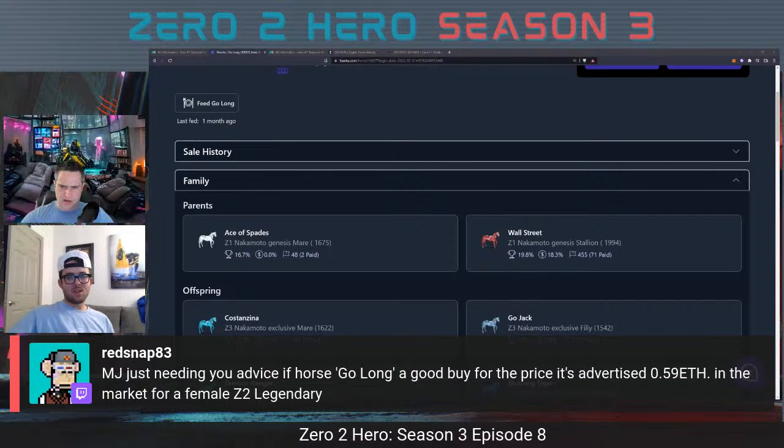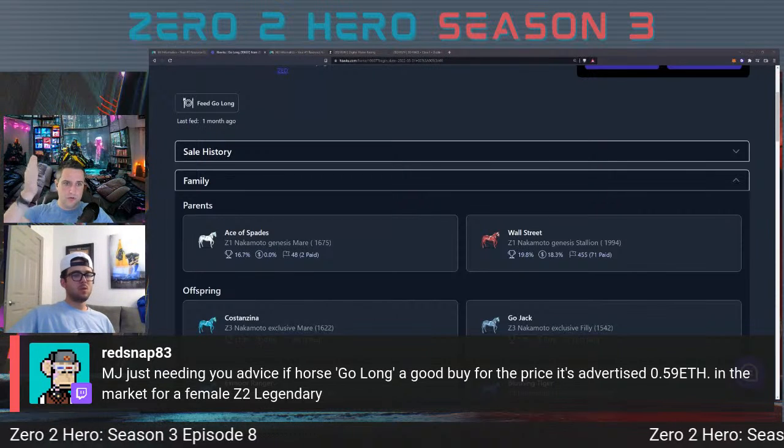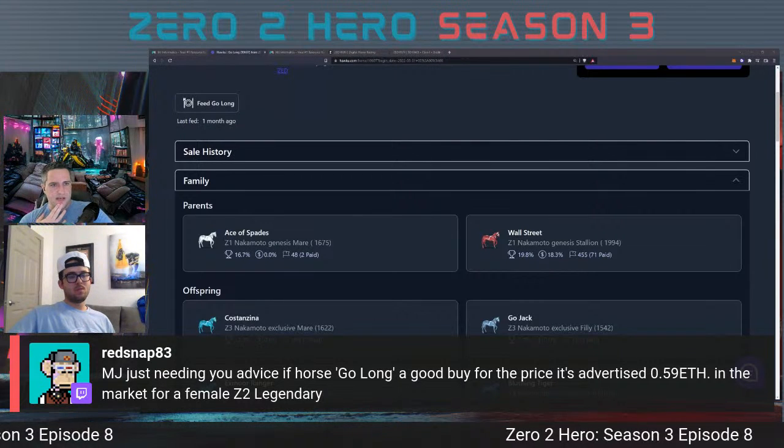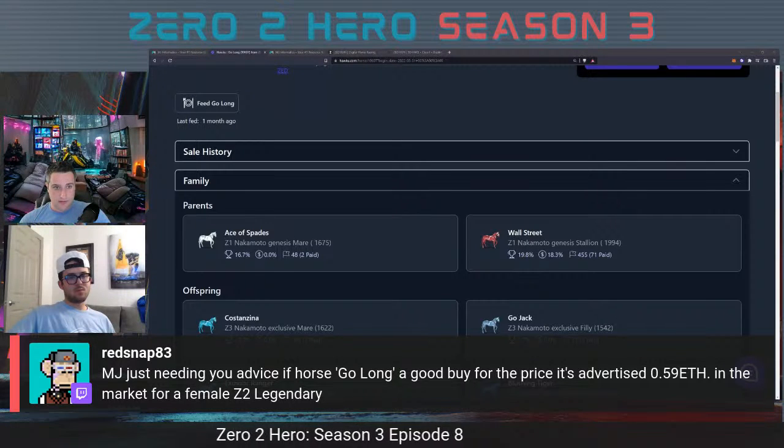Red Snap is here. Good. Trying to get it for under 0.5. So okay, throw a price out. What would you ballpark this at? What would you say? 0.35? Go super low. 0.4.